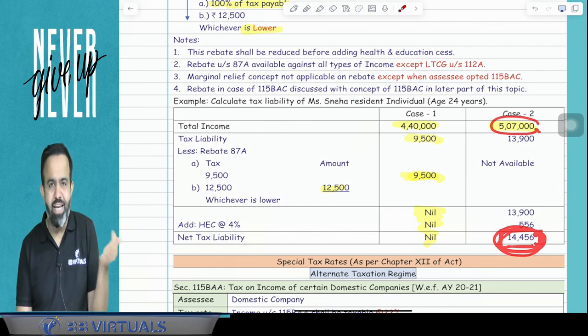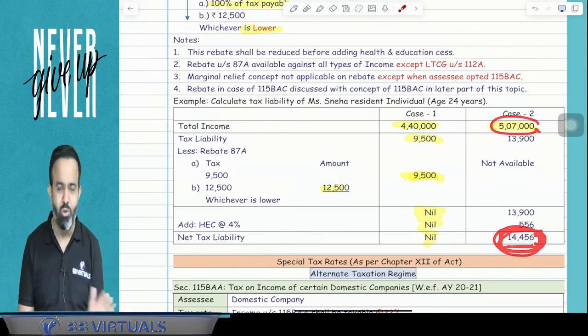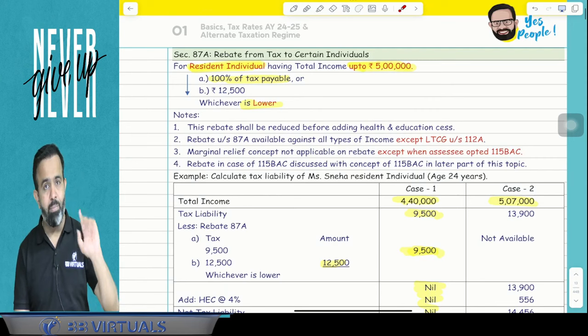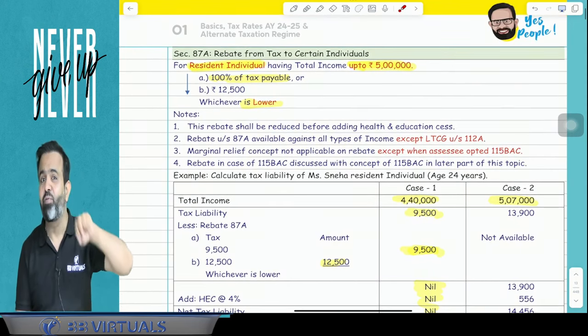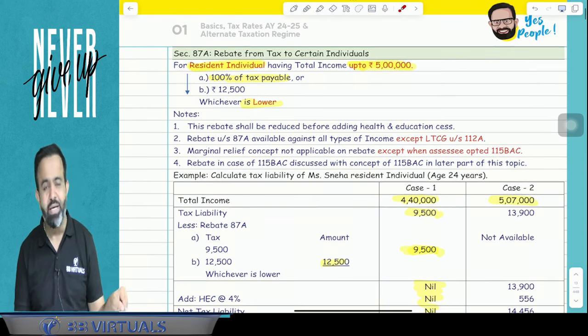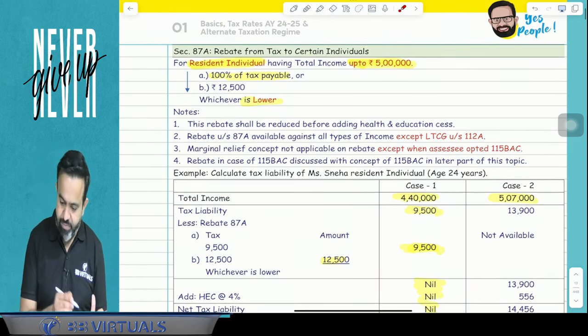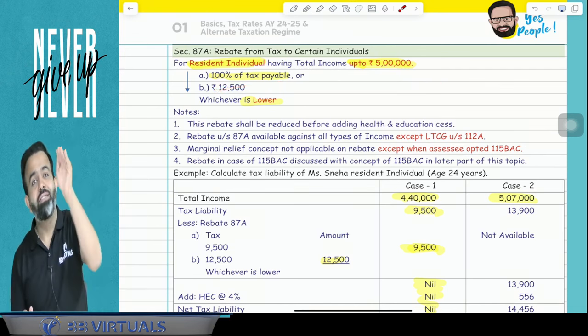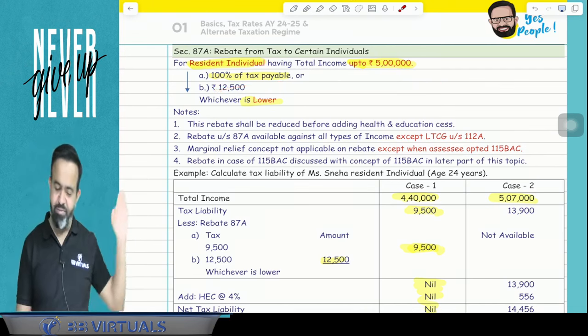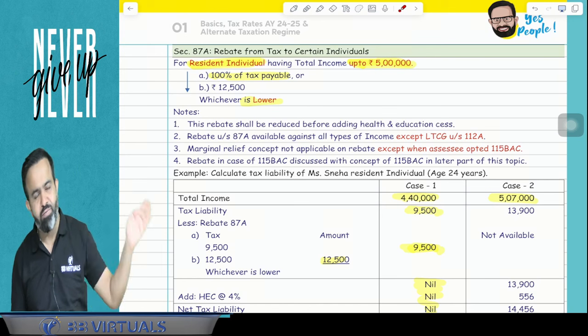Question is, is there any marginal relief here? Answer is no. Under section 87A, marginal relief is not there. But guys, I will teach you, if you opt for 115BAC, there is one new section. If you opt for 115BAC, then instead of this 5 lakh, it is increased to 7 lakh. Instead of 12,500, it is increased to 25,000. And the marginal relief concept is also introduced. That we will discuss along with section 115BAC.